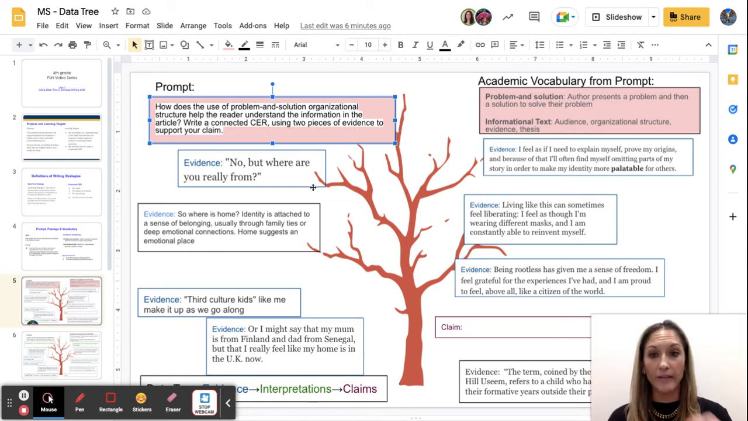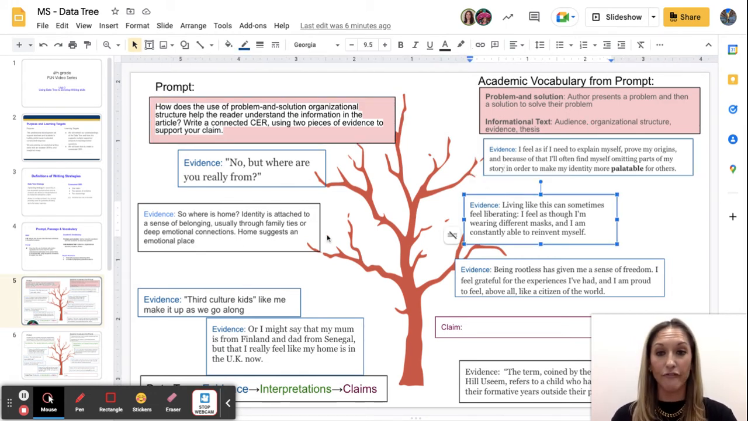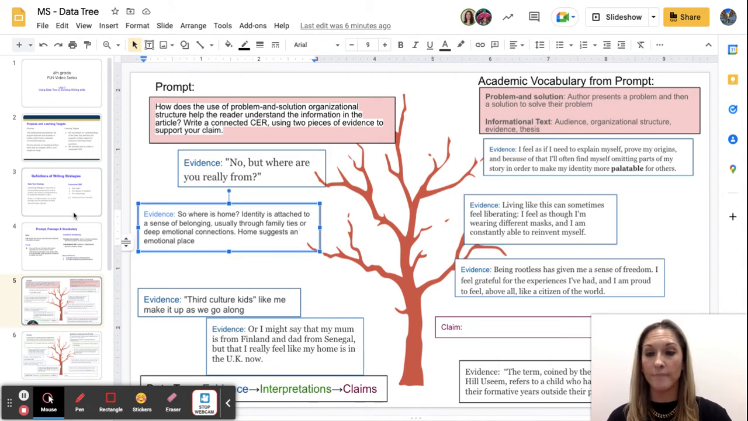And then I am simply copying that information from the text that I think is important and will help me answer that question, and placing those in these evidence boxes on my data tree. This is the first step. This is the first thing that we do.